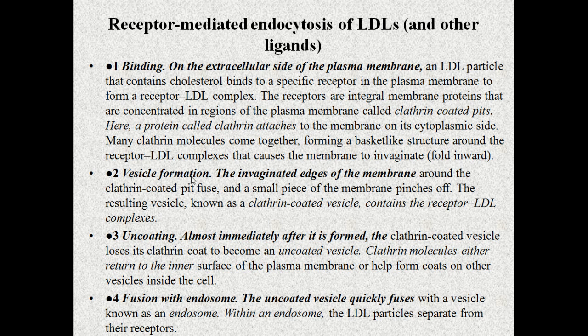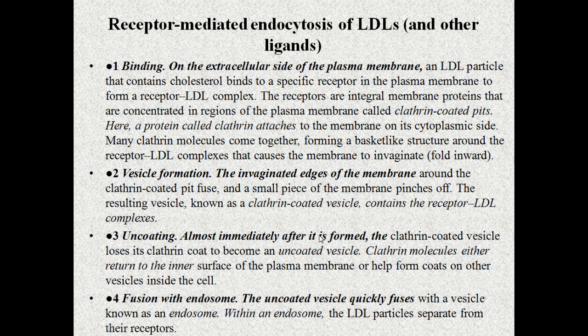Next is formation of the vesicle. The invaginated membrane will be pinched off from the plasma membrane around the clathrin coated pit. The clathrin is on the cytoplasmic side and outside you have the receptor. A small piece of the membrane pinches off. This resulting vesicle is known as the clathrin coated vesicle. Now the clathrin coated vesicle is free to float into the cytoplasm. Inside it, the LDL is trapped as a complex with the receptor. Next, the clathrin will be removed, which is uncoating.